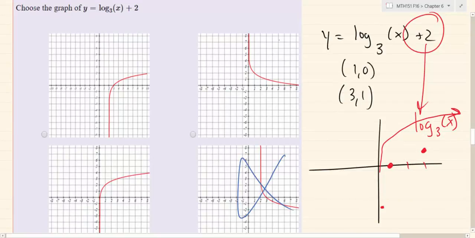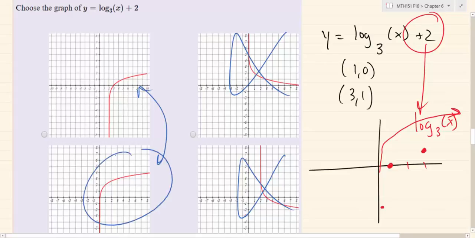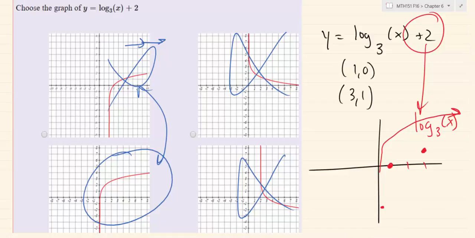This guy's out, this guy's out. It's a toss-up between these two. Which one do you like? Yep, I like that one. I don't like that one. This is actually a shift 2 units to the right, not 2 units up. So they're clever. They put in wrong answers knowing what mistakes you're going to make.